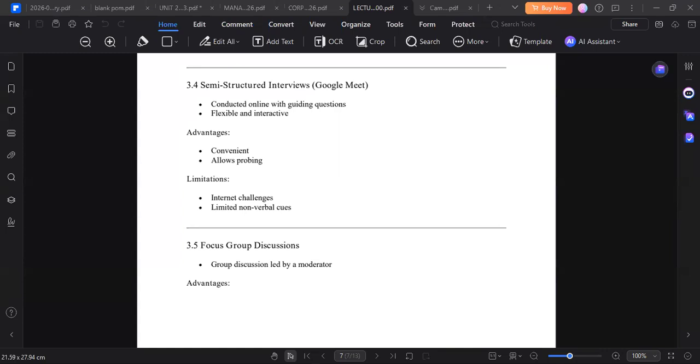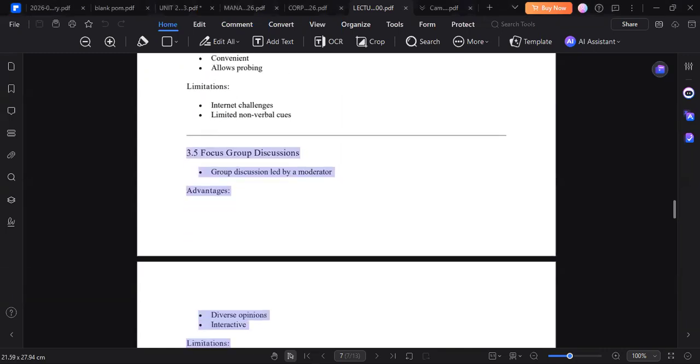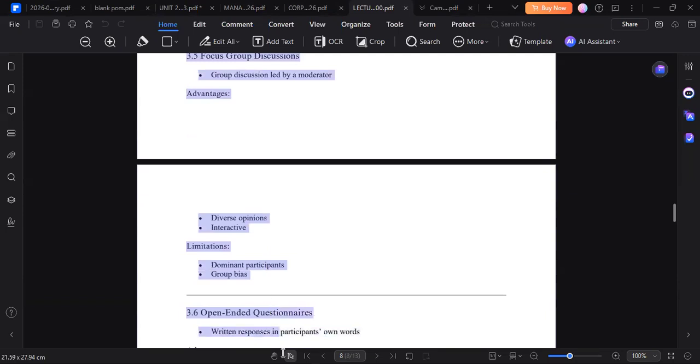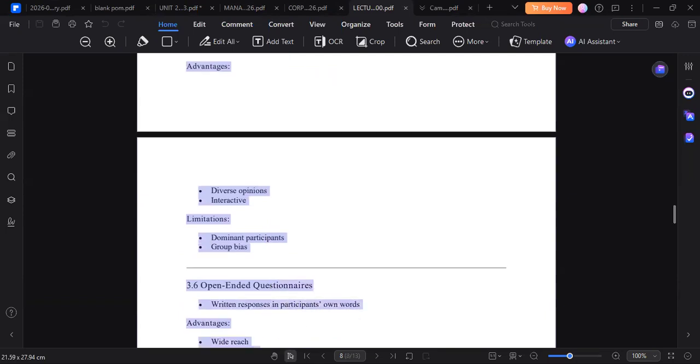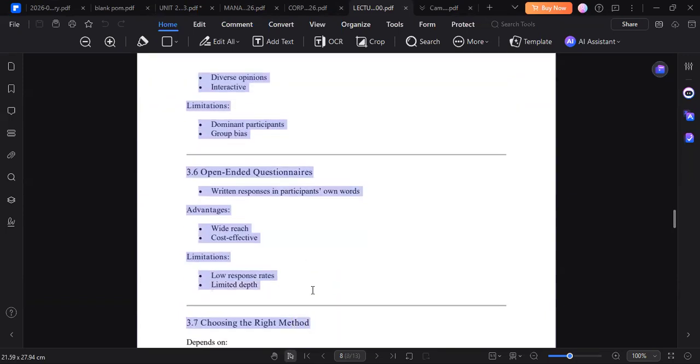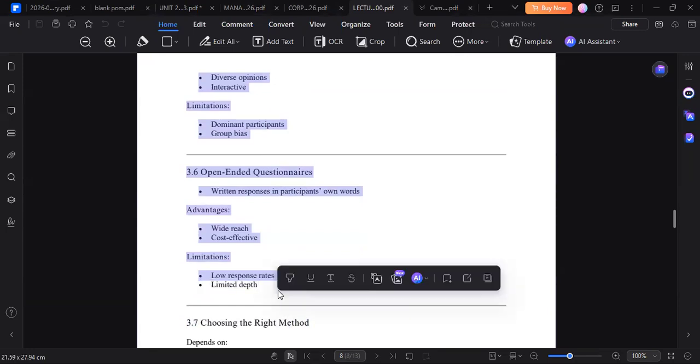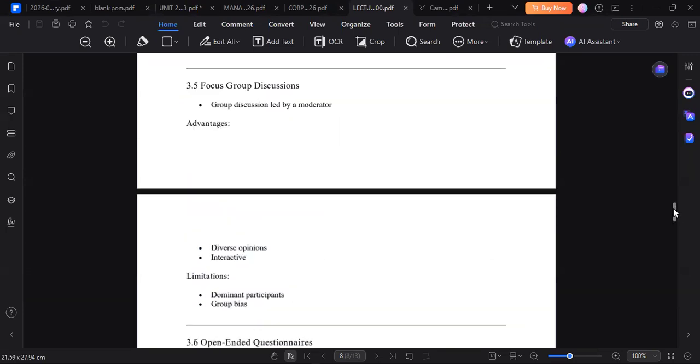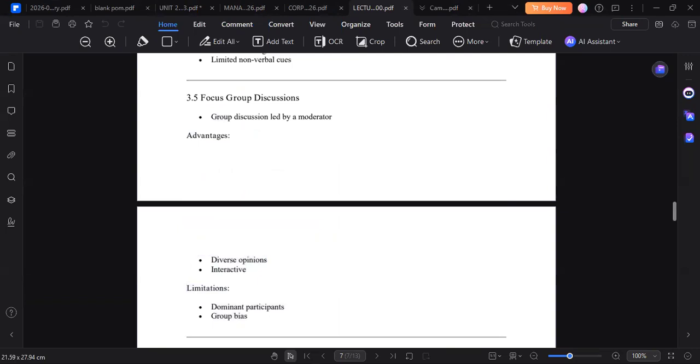So this is what we call a semi-structured interview. So focus groups. What is involved in focus groups? What are the advantages and disadvantages of focus groups? And open-ended questionnaires. So at least you need to have an idea of these ones. At least they're not difficult for you to remember. What are these?